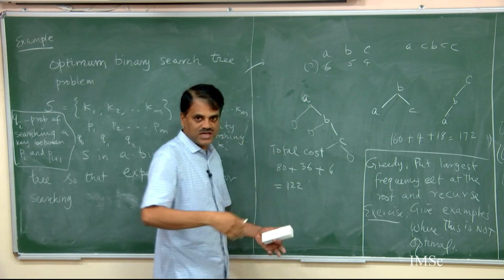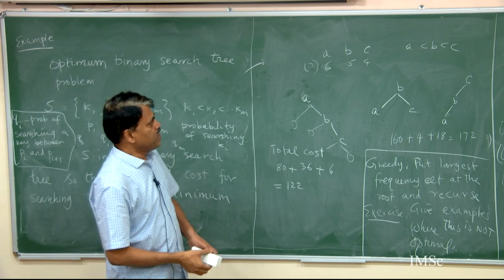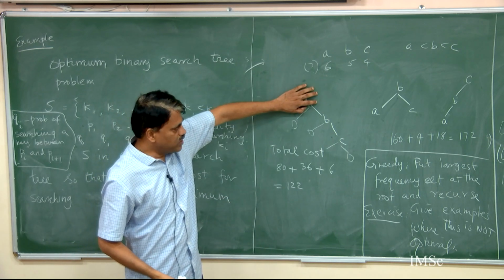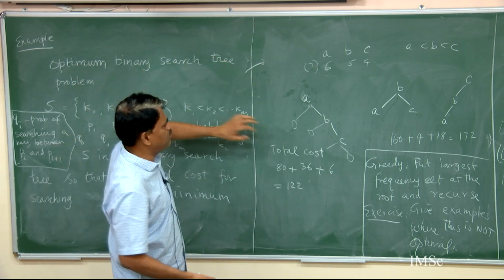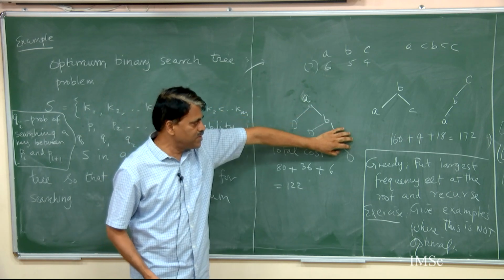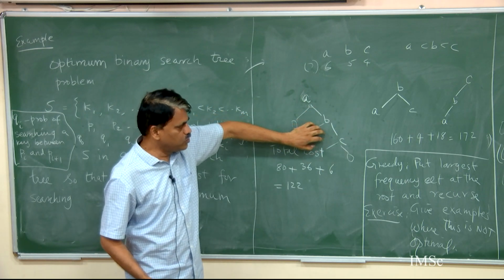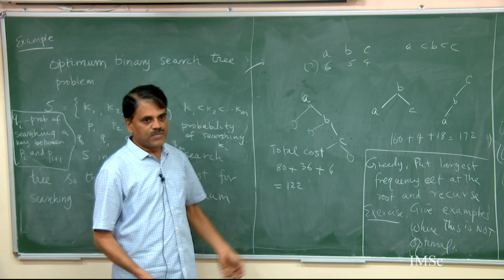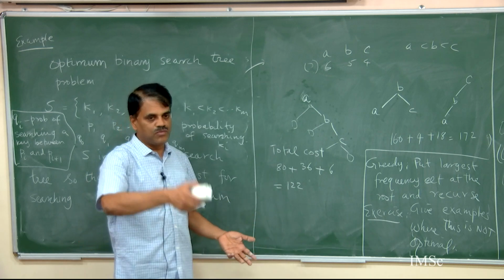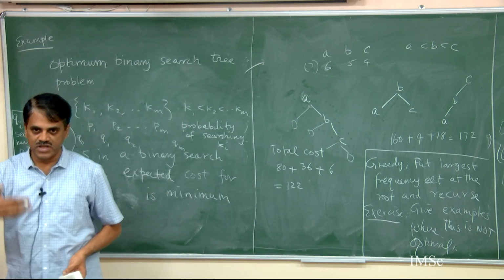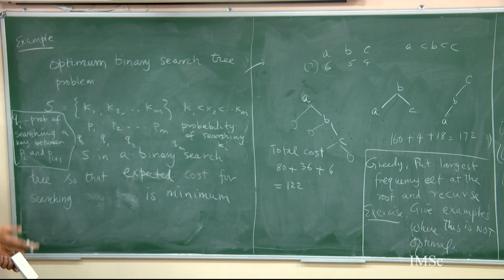So, imagine I am giving you p1 number of times I am going to search here, p2 here, p3 here, q1 here, q2 here, and so on. You multiply that frequency by the amount of time you are going to spend, which is the same as the number of comparisons you do to get there.